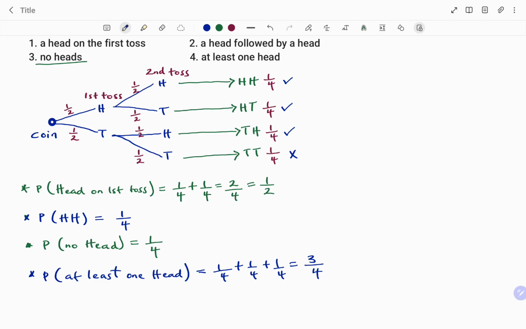I can also find that by finding the probability of having only tail, which is 1 over 4, and taking that from 1. So the probability of at least one head is equal to 1 minus the probability of having no head. The probability of having no head is 1 over 4. So I have 1 minus 1 over 4, and that will also give us 3 over 4.